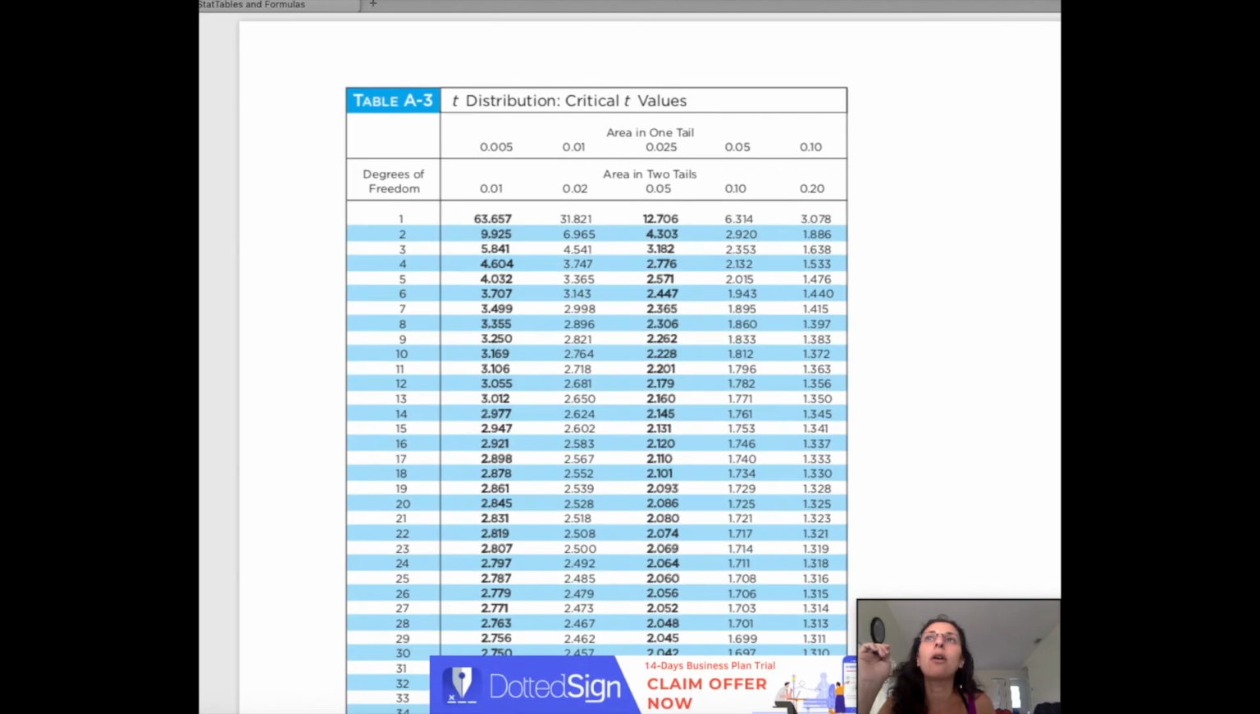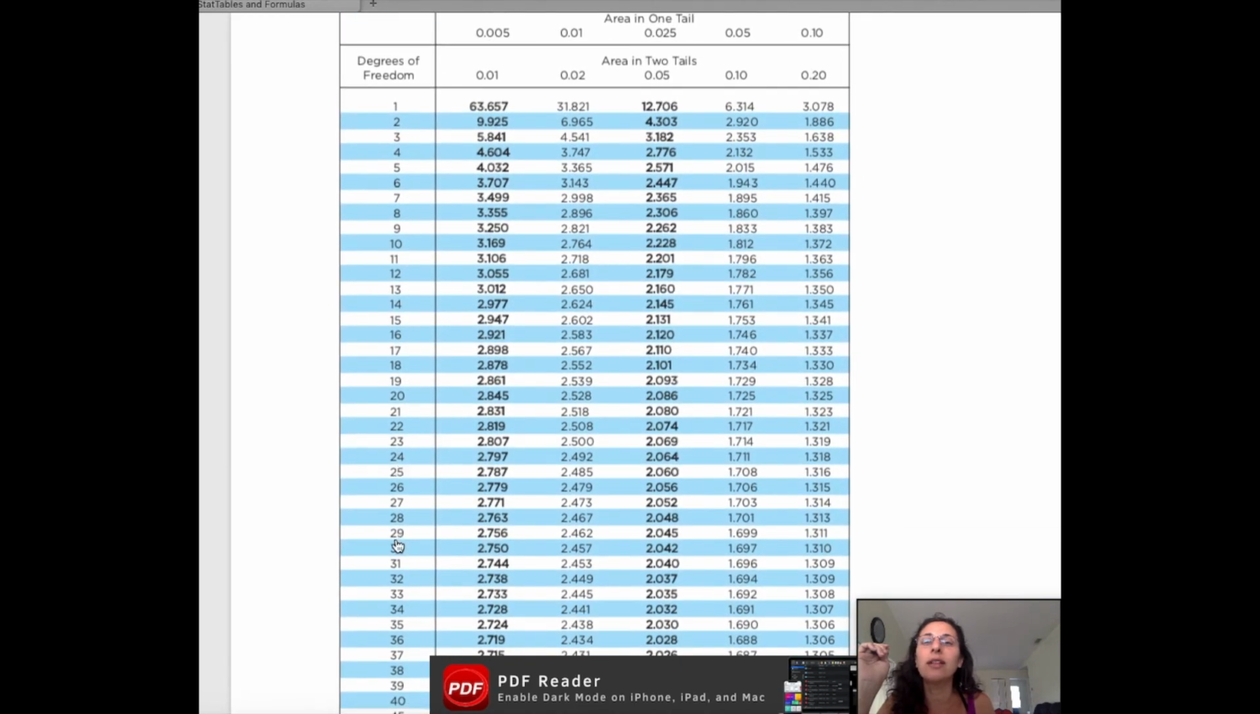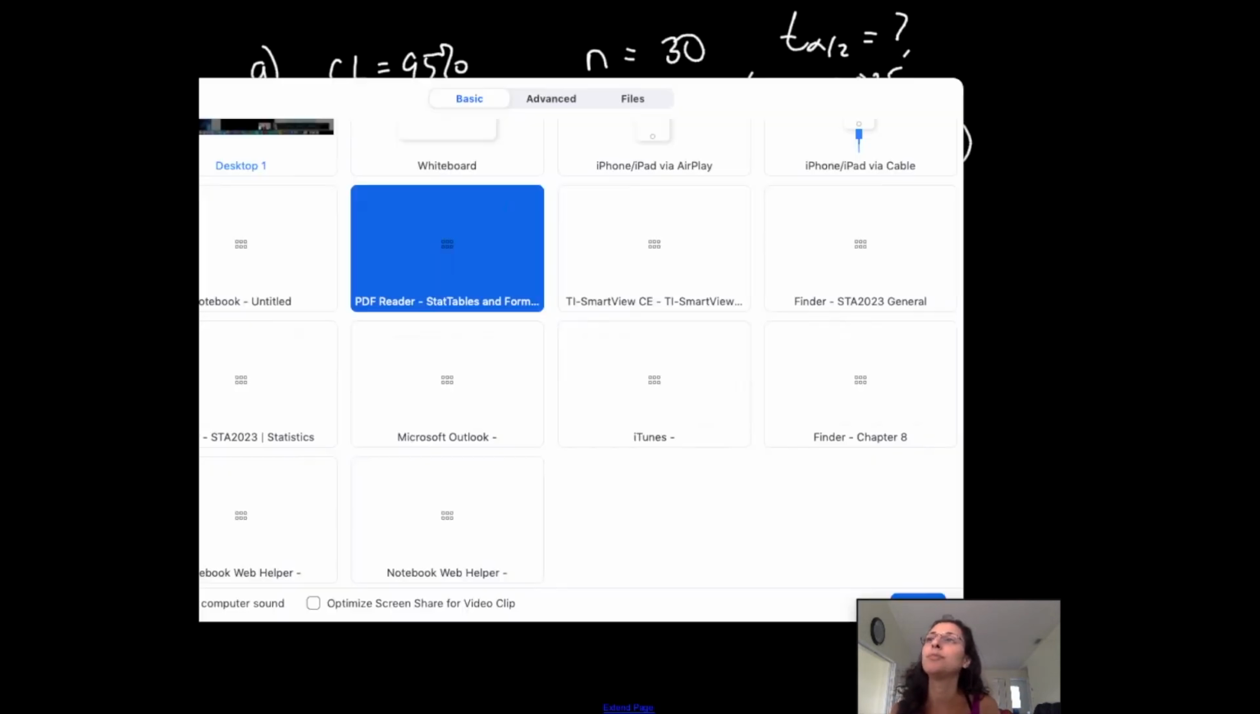So I'm in the middle column of my table. And degrees of freedom are 29, so I'm down here at this row. So matching, right, lining it up, 29 degrees of freedom, area in one tail is 0.025. I get 2.045 for my critical t-score. So for this one, 2.045.